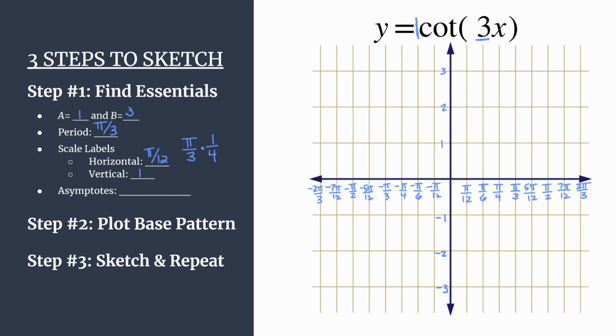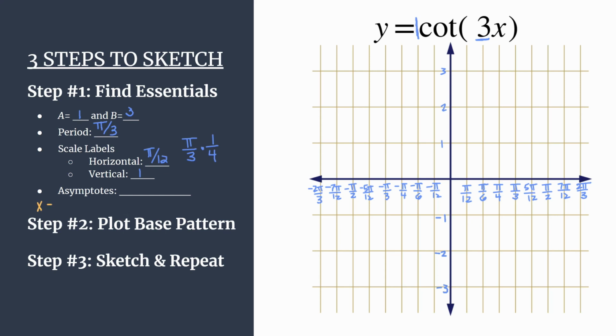One more thing before we move on to plotting our base pattern. I like to call this the asymptote generating equation. So it's a way to represent all the asymptotes of the graph in one simple equation. For cotangent graphs, we know that for that parent graph, y equals cotangent x, the first asymptote happens at 0, x equals 0 on the y-axis, and then a new asymptote should happen once a period or once a cycle.